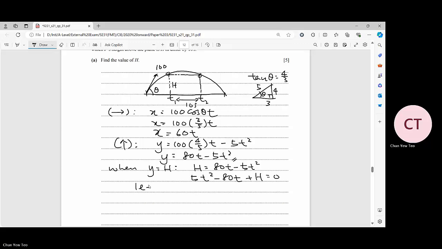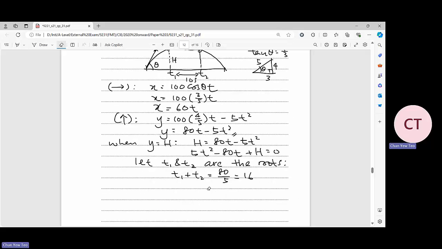let D1 and D2 be the roots, which means D1 plus D2 is actually 80 over 5, which is 16, right? Then D1 times D2 is the h over 5. Okay, so from here we get these two relationships. Agree?